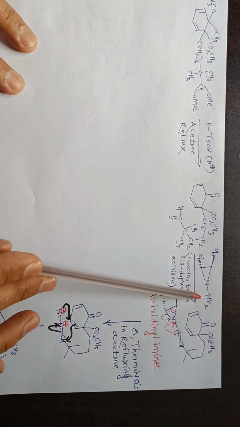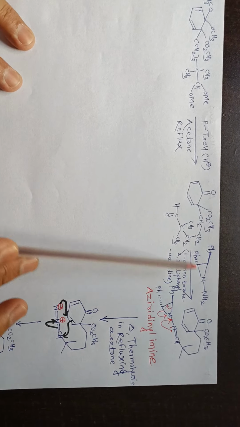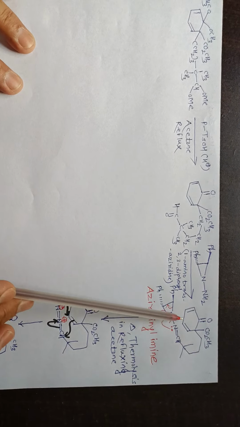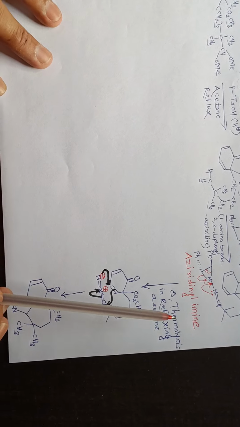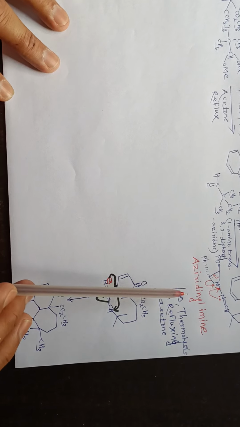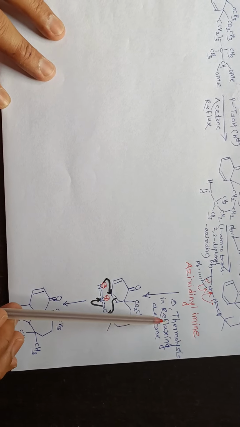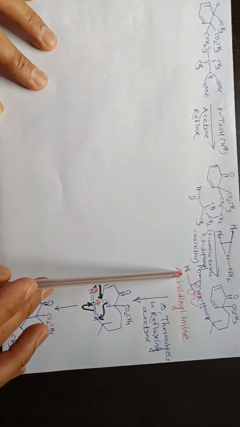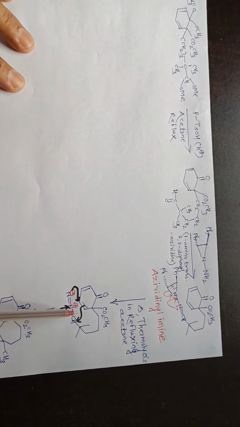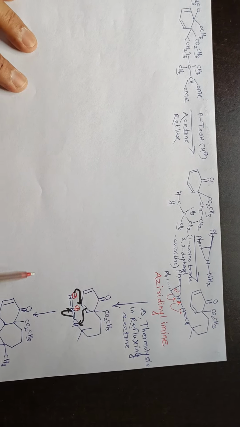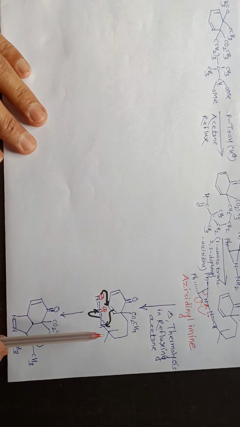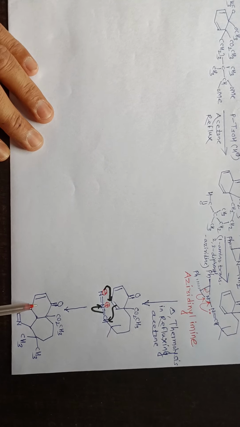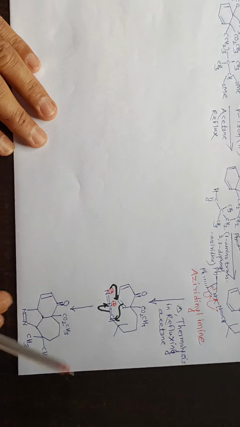Here that NH2 of this aziridine will react with aldehyde carbonyl group and there is formation of this type of imine. In next step, that imine undergoes thermolysis in refluxing acetone. There is cleavage of stilbene and there is formation of diazo compound. Then that diazo compound will undergo cyclization and there is formation of compound containing 3 rings.